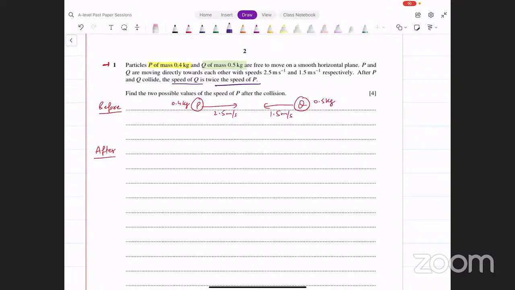One possibility is that they both change directions, both move to opposite sides, right? That's always one possibility, that they both start moving in opposite directions, okay? So after collision, one possible case is that P starts moving to the left and Q starts moving to the right, right? This is one possibility.